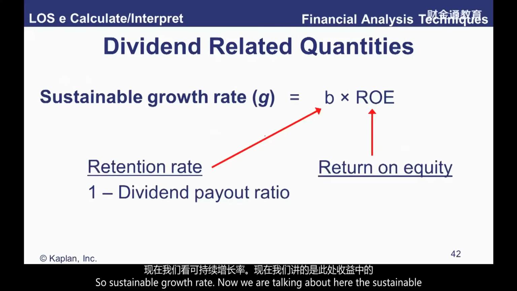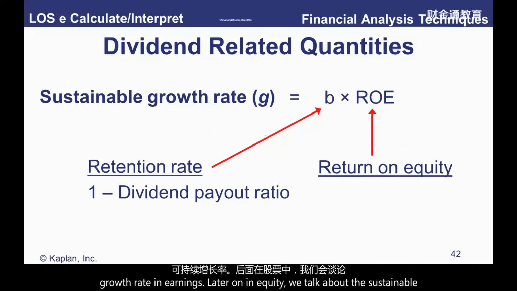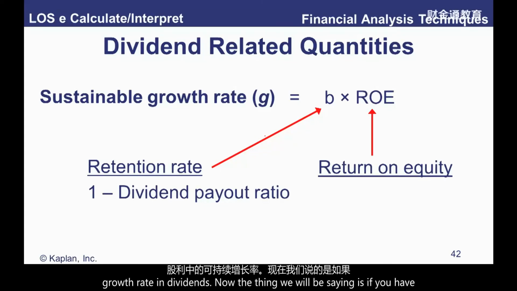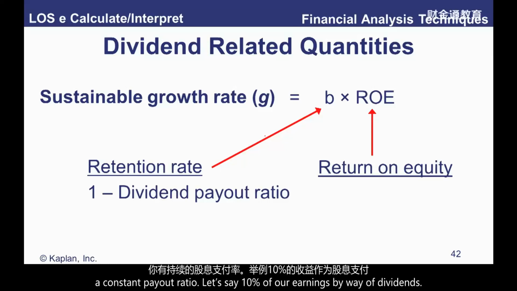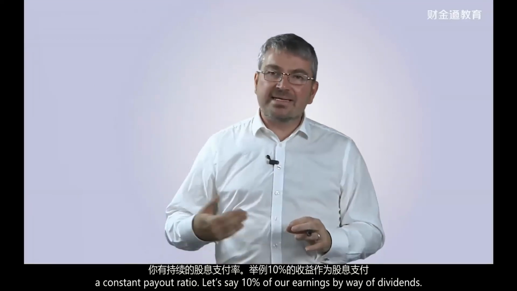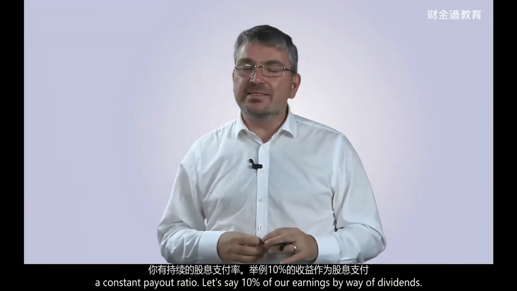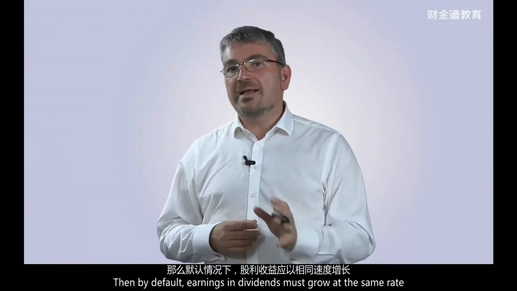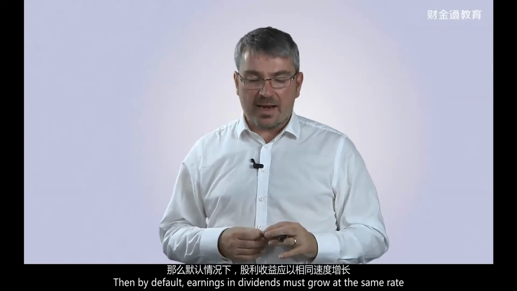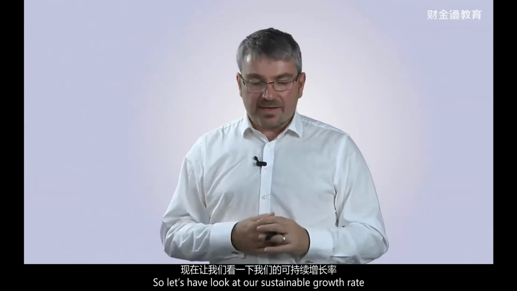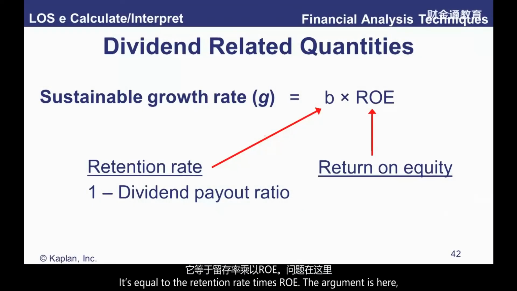Sustainable growth rate. Now, we talk about it here as being the sustainable growth rate in earnings. Later on in equity, we talk about it being the sustainable growth rate in dividends. Now, the two will be the same if you have a constant payout ratio. So if we always pay, let's say, 10% of our earnings by way of dividends, then by default, earnings and dividends must grow at the same rate. So let's have a look at our sustainable growth rate. It's equal to the retention rate times ROE.